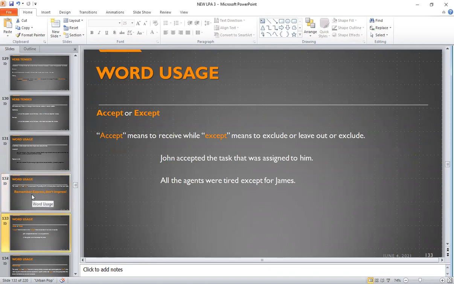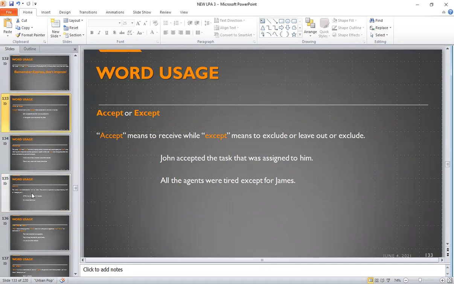Next, these are just some reminders on when to use accept and except. Accept means to receive, while except means to exclude. So make sure that you know the difference between the two.